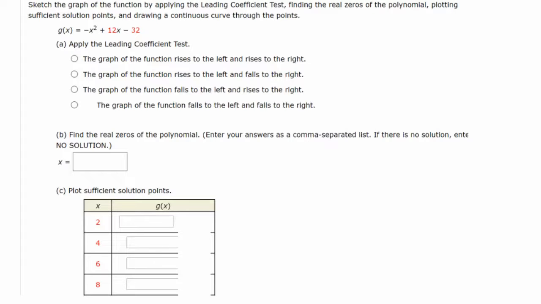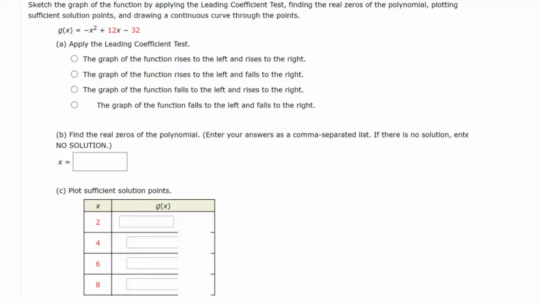The problem says, sketch the graph of the function by applying the leading coefficient test, finding the real zeros of the polynomial, plotting sufficient points, and drawing a continuous curve through the points. So we have a function g of x is equal to negative x squared plus 12x minus 32. And A says apply the leading coefficient test. So if we remember the leading coefficient test, there were several cases, right?